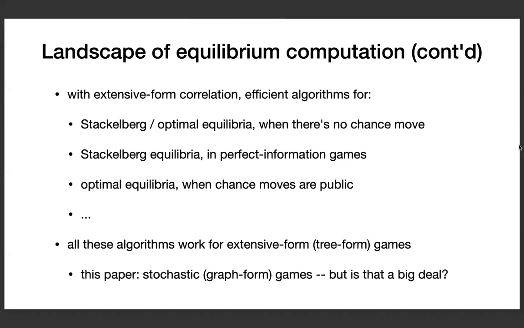And we also have an algorithm for optimal equilibria when the chance moves are public, and many other algorithms for other variants of these games. The catch here is that all these algorithms only work for extensive form games, or you could say tree form games, which is different from the kind of games that we look at in this paper. In this paper, we focus on stochastic games or graph form games.